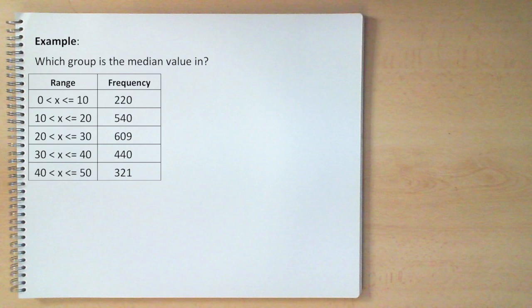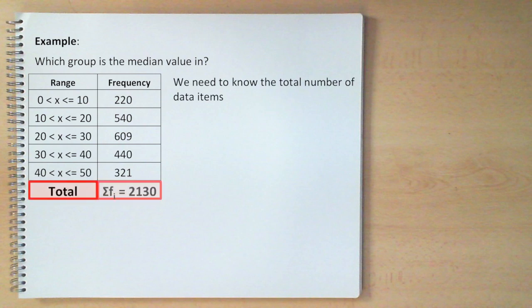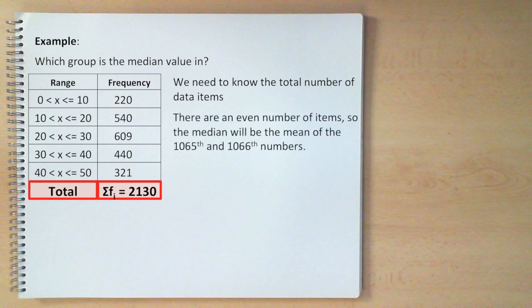We need to know the total number of data items first of all. So the total number of data items here, we add up the frequencies, we get 2,130. This means we have an even number of data items. So the median will be the mean of, in this case, by dividing that in two, the 1065th, and then the next one, the 1066th numbers. And we need to find out which of those groups those two numbers fall into.